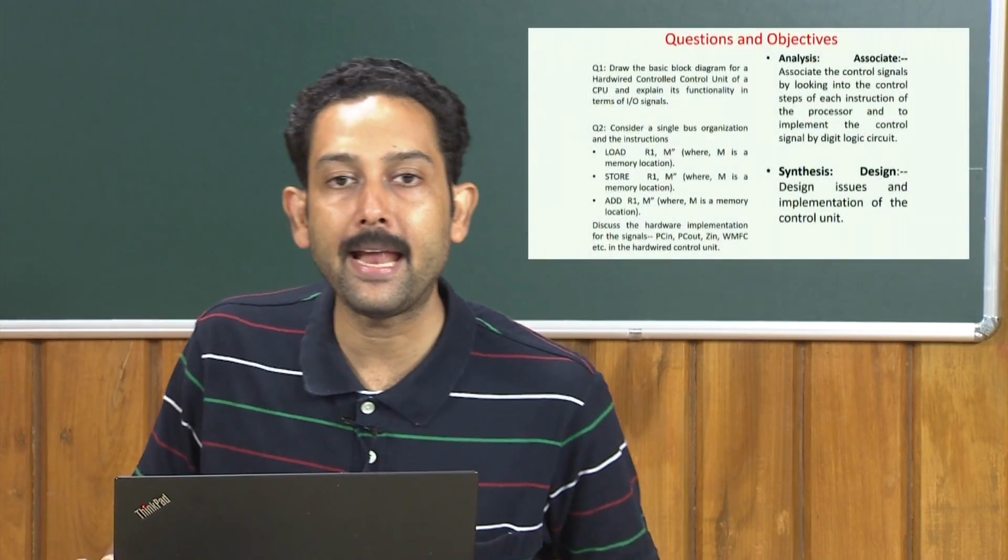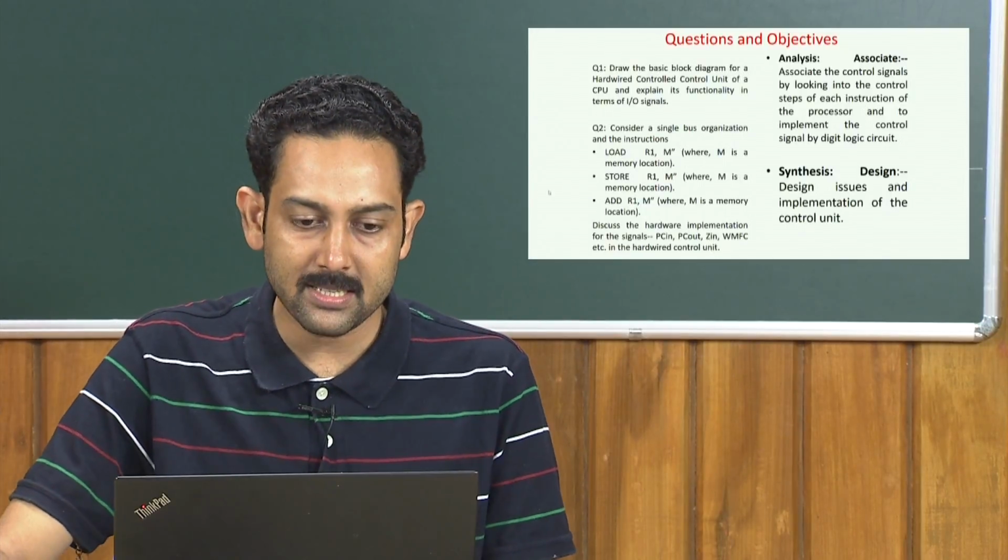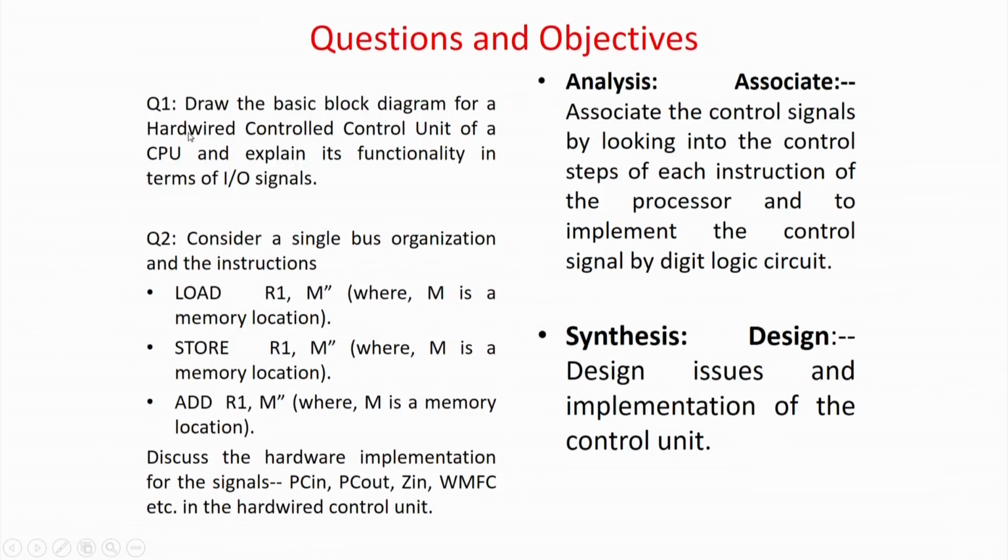So with this we come to the end of this unit, and let us have a little look at some sample questions. For example, the first question is: draw the basic block diagram of a hardware control unit of a CPU and explain its functionality. It's a theoretical question. If you are able to answer it, it means we have discussed both examples and the theory of how a hardware control unit works. If you are able to solve the question, you are basically meeting the objectives of associating control signals by looking at the control steps, and the design issues and implementation of a control unit.